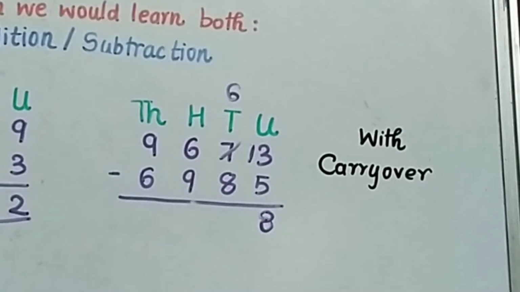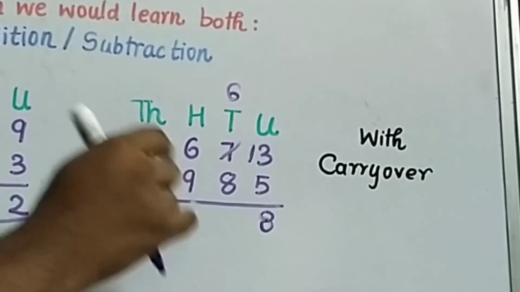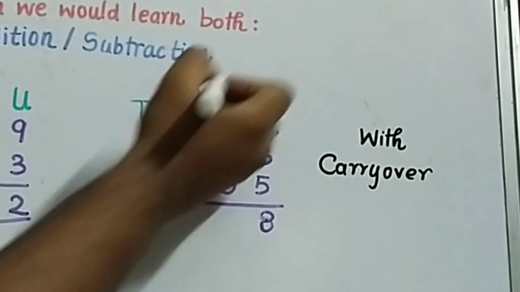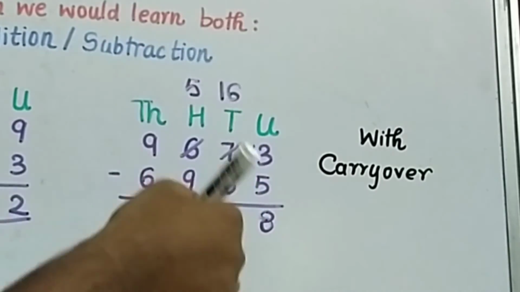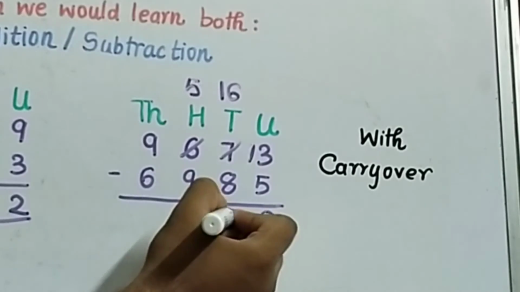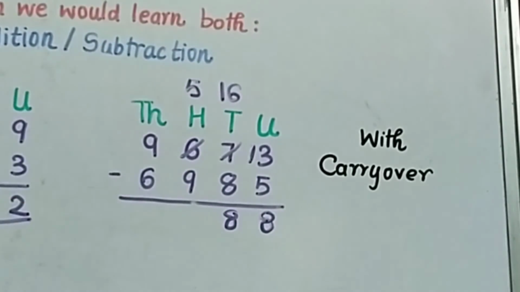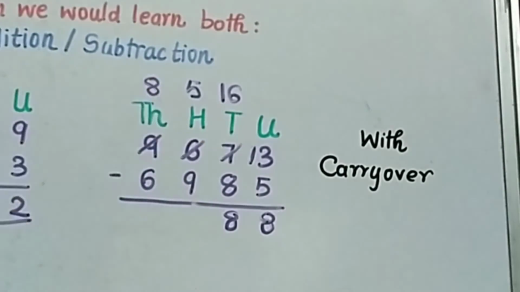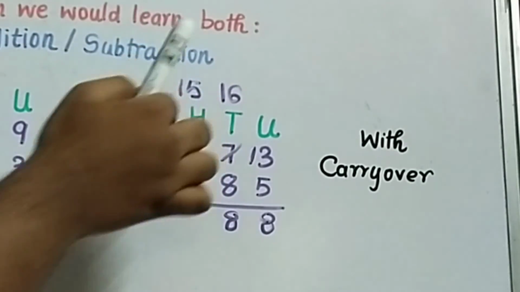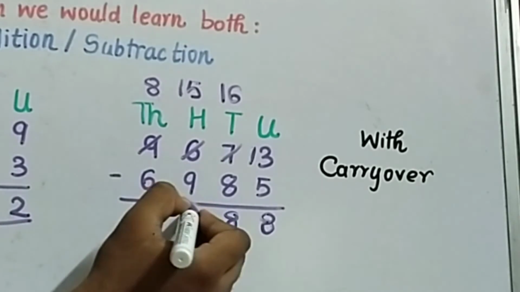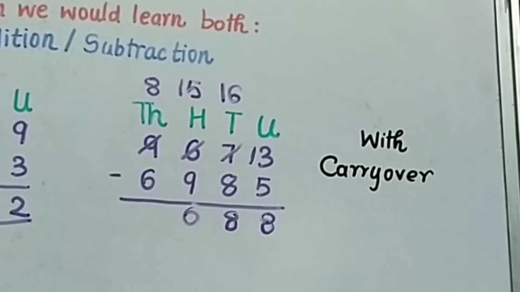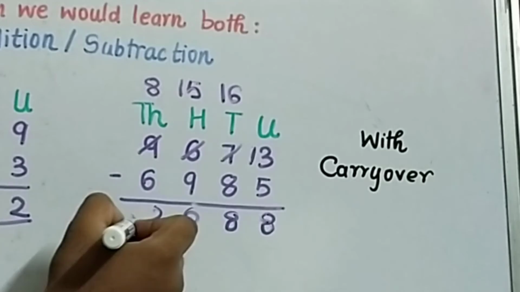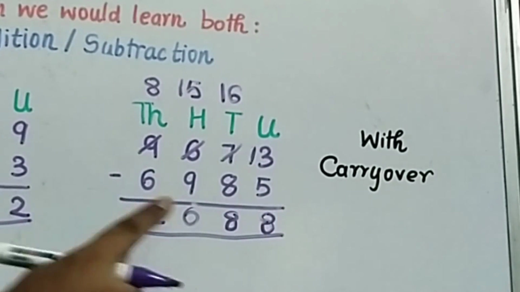Again, 6 minus 8. This is a smaller number. So 1 from this place. Again, this would become 5 and this would become 16. So 16 minus 8 would also give us 8. Then 5 minus 9. So 5 is also smaller. So 1 from here, this would become 8. And this would become 15. 15 minus 9 would basically give us 6. 8 minus 6 is 4. No, sorry. So our number here is 2688.